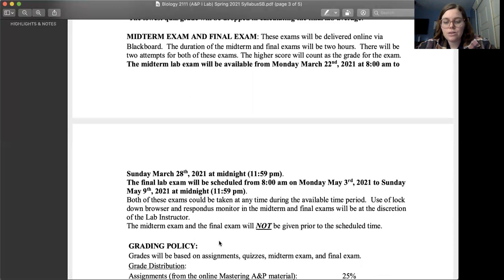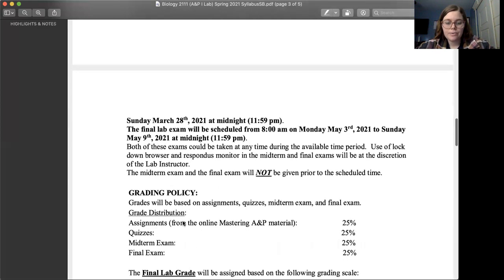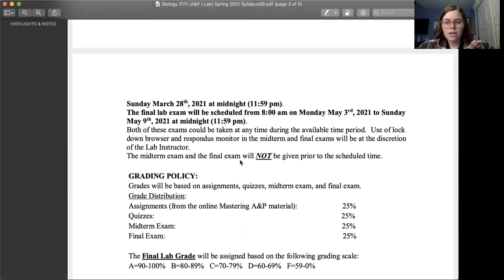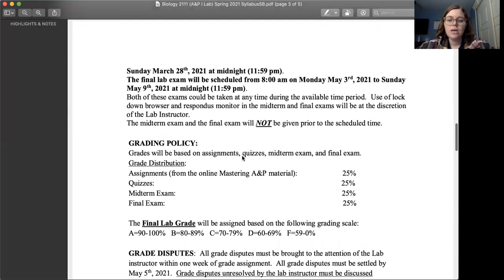Your final is on the 3rd. It opens on the 3rd at 8 a.m. and closes that Sunday on the 9th at midnight. We won't be using Lockdown Browser. And it won't be open before the schedule either, because that's how exams get on the internet and everyone has the answers fast. So you have that whole entire week to do it in case you have some event coming up on midterm or finals week. You should be able to find a period or schedule your time for that exam.